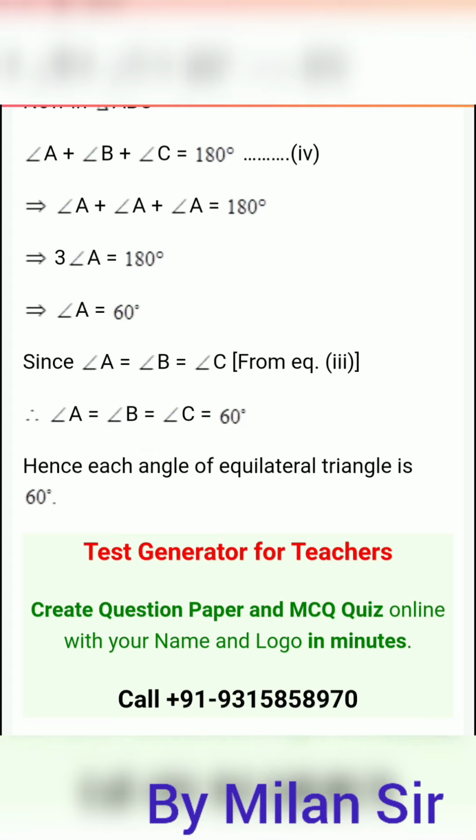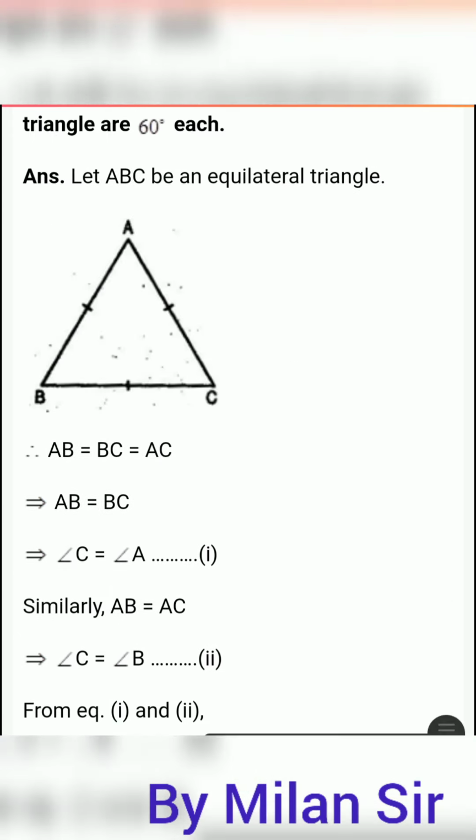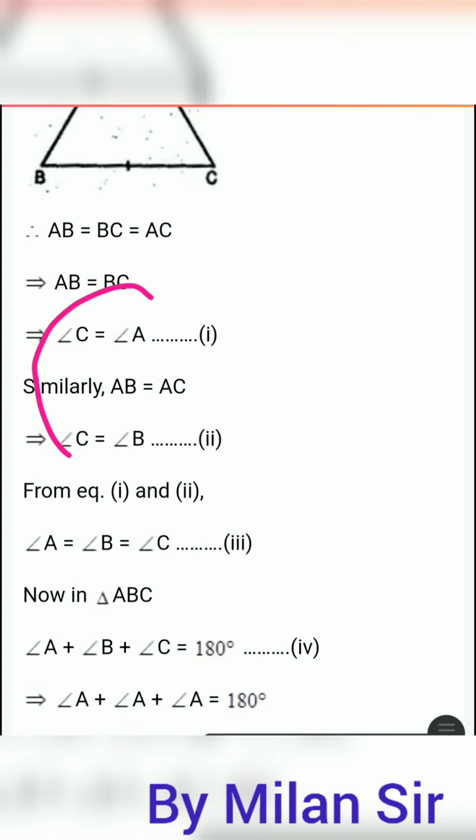Again, first of all, AB is equal to BC, so angle C is equal to angle A. Then consider side AB is equal to AC. You can consider any two sides. Now AB is equal to AC, so opposite angles B and C are both same. Angle C is equal to A, angle C is equal to angle B. Alternately, angle A is equal to angle B is equal to angle C. In an equilateral triangle, all three sides are same and all three angles are same.